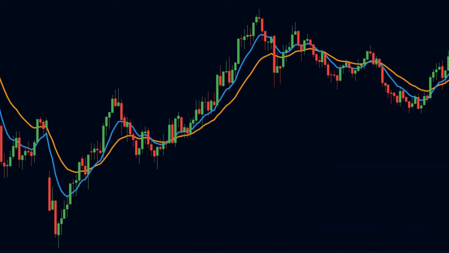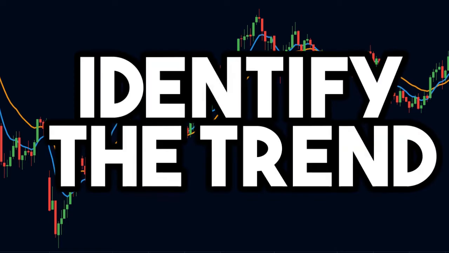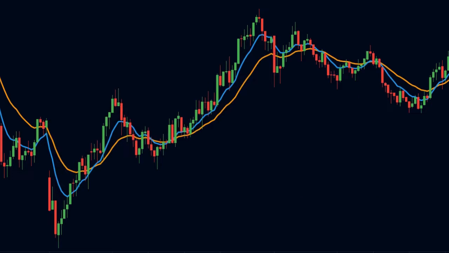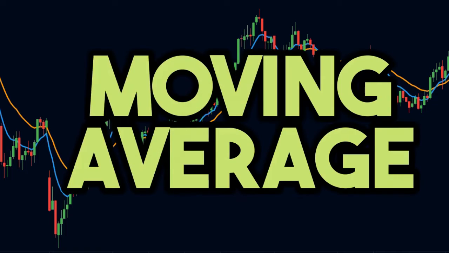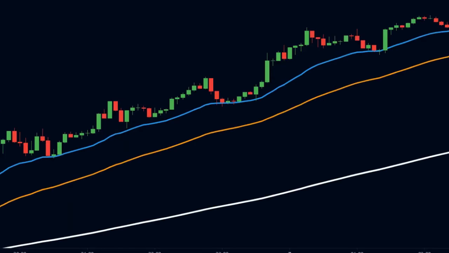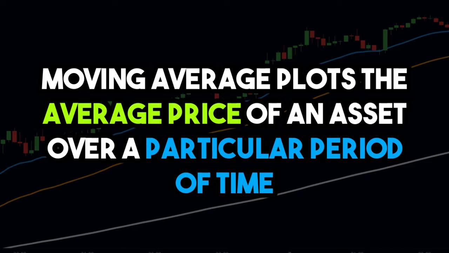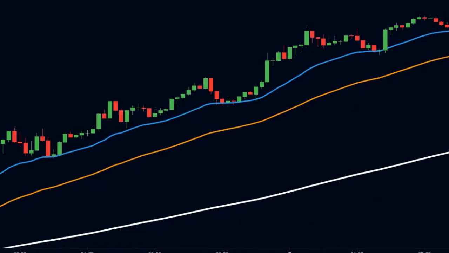Since this is a trend-following strategy, we first need to identify the trend. For that, we will use an indicator called the moving average. Now, a moving average is a simple indicator that plots the average price of the asset over a particular period of time. Different moving averages show different trends.